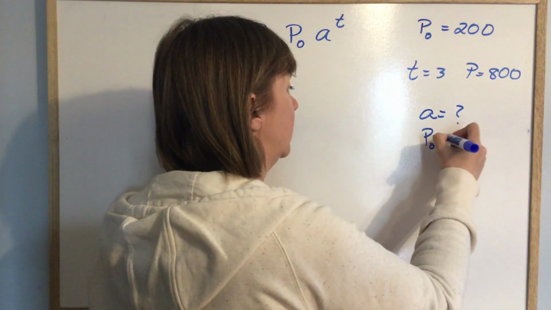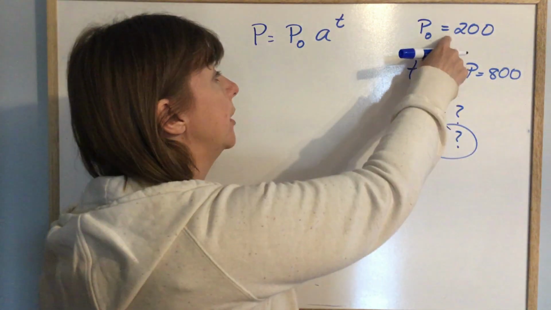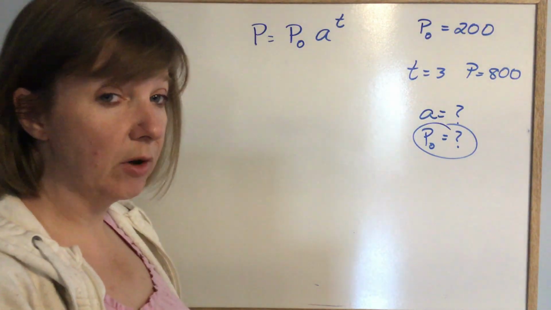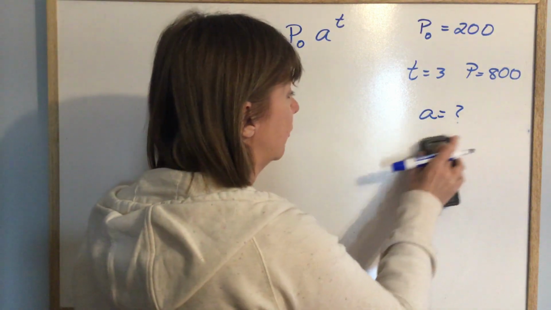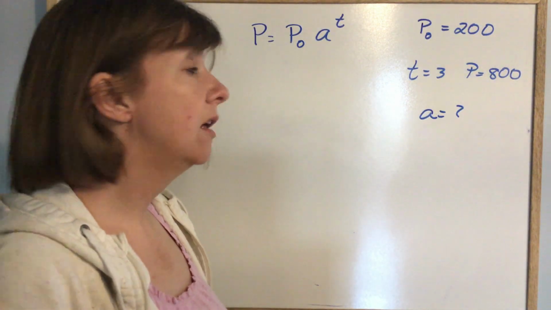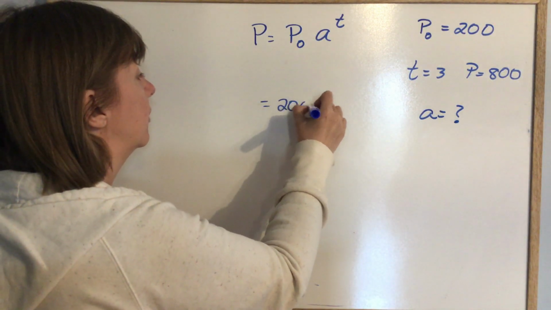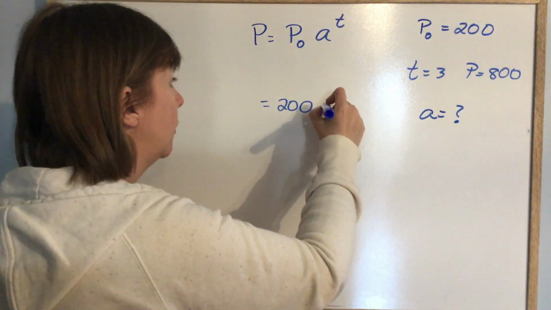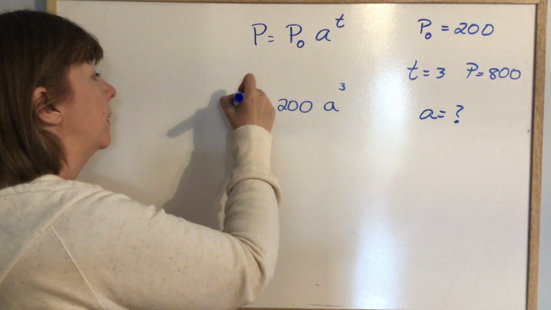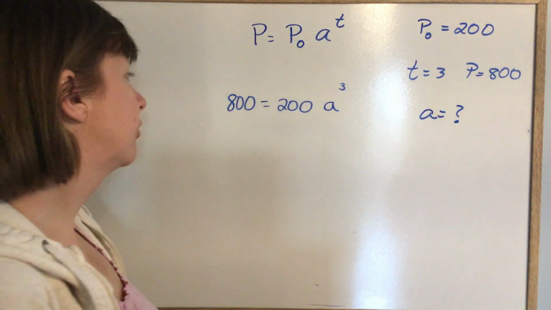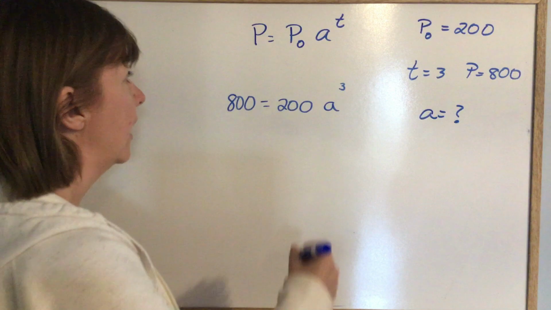Now part A says figure out what is A and what is P0. Well, we've actually already done that just by reading the information, because they said at time 0 it's 200. So that's the original population. So that's actually already answered. So it really is just A that we need to find. We know that the original population is 200. We know that when time T is 3, the final population is 800. So I really have 800 is equal to 200 times A cubed.